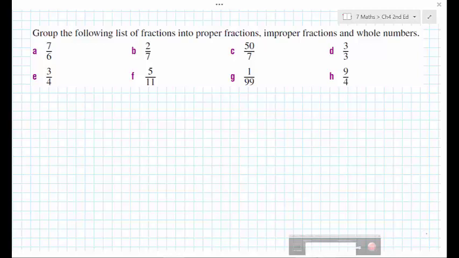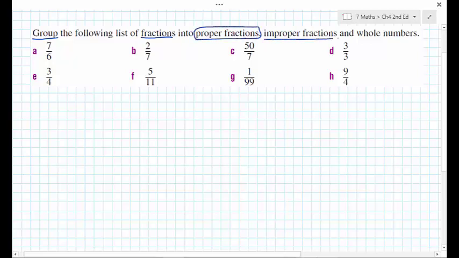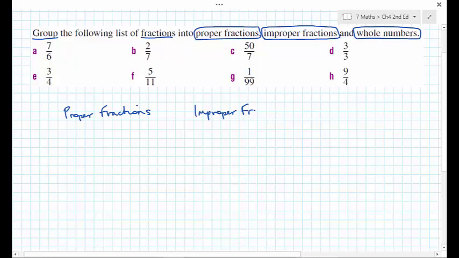Okay, so this question here wants me to group the following fractions into either proper fractions, improper fractions, or whole numbers. Okay, so let's just make a little list here. So these are proper fractions, improper, okay, and whole numbers. Okay, so let's just have a quick look at this.